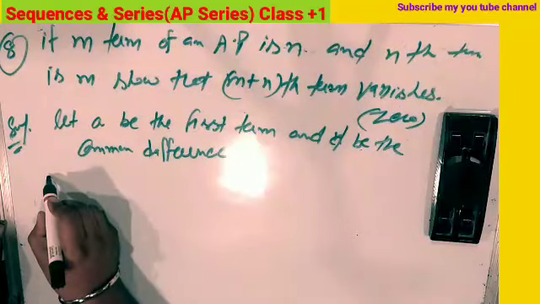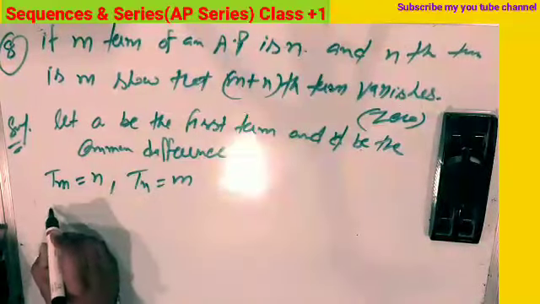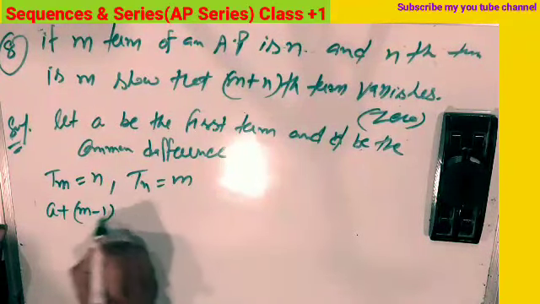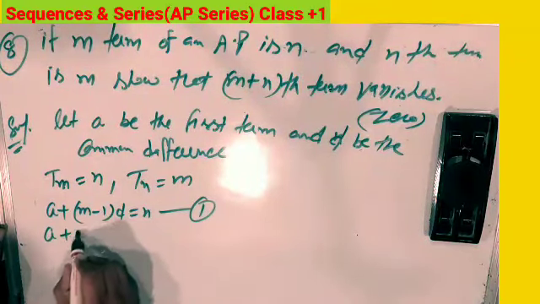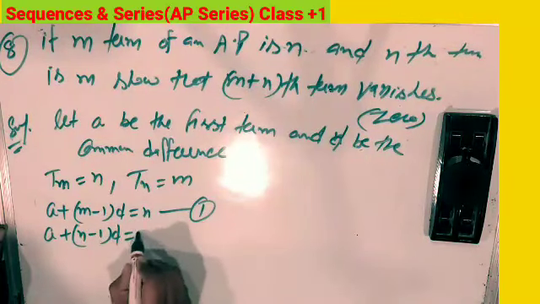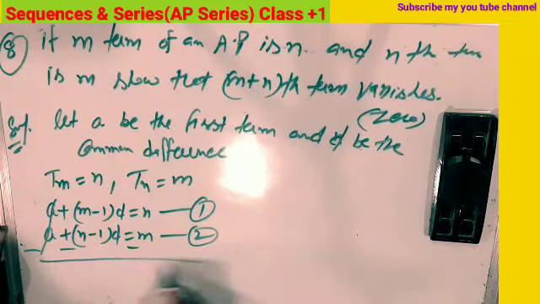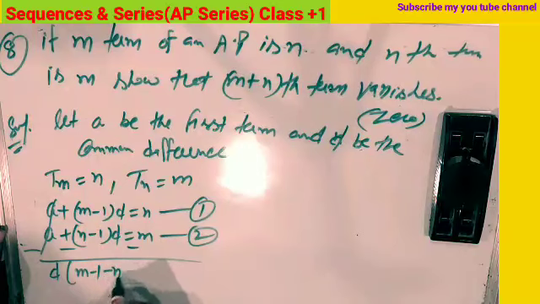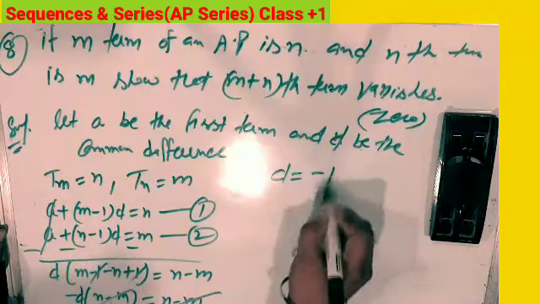Here, according to the question, the mth term is n, the nth term is m. a plus (m minus 1) into d is equal to n. Equation number 1. a plus (n minus 1) into d is equal to m. Changing the sign, d common, (m minus 1 minus n plus 1) is equal to n minus m. 1 is cancelled with 1, minus common, n minus m is equal to n minus m. d will be minus 1.